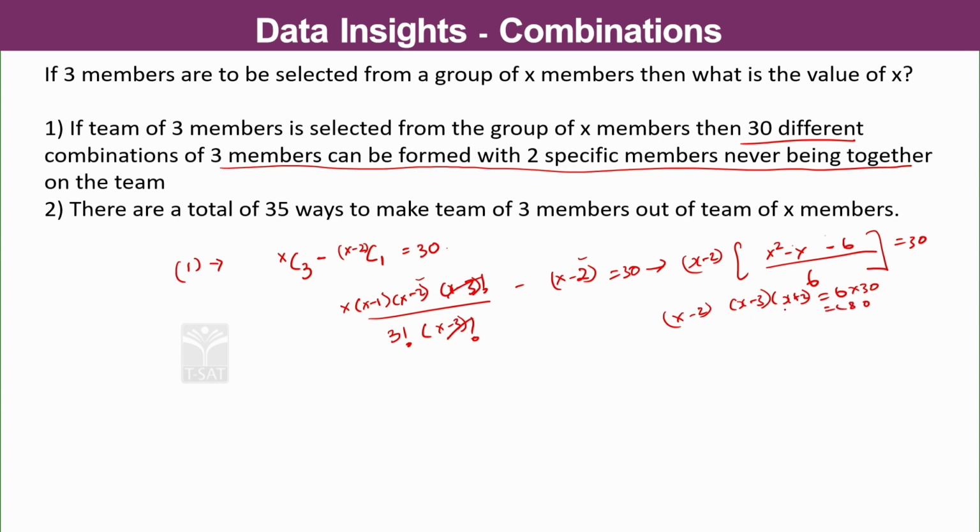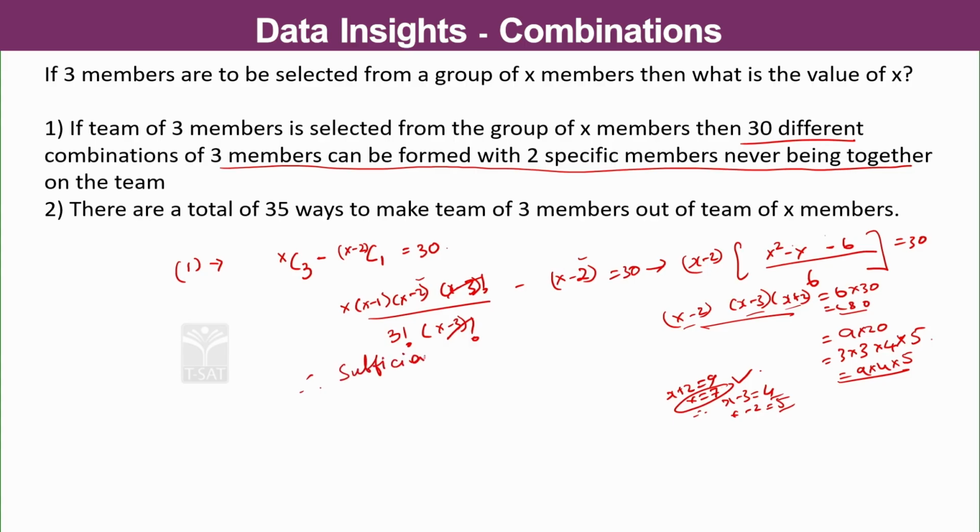Now, you have X plus 2 into X minus 3 into X minus 2 equal to 180, which is 9 into 20, which is 3 into 3 into 4 into 5, or you can write this as 9 into 4 into 5. Then you can say that X plus 2 is equal to 9. So, X is equal to 7. Therefore, X minus 3 is 7 minus 3, which is 4, and X minus 2 is 5. So, 9 into 4 into 5 satisfies that X is equal to 7. Therefore, this statement 1 alone is sufficient to answer the question.